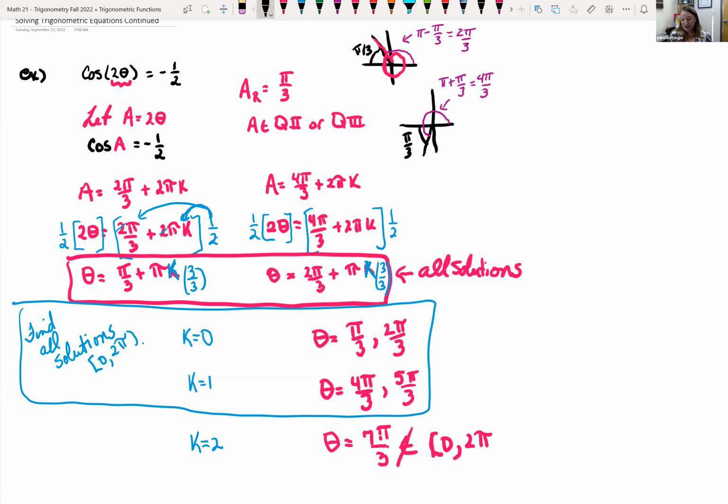So when you're dealing again with equations that have inverse trigonometric functions in there, we had to limit that domain. But if we're dealing with equations that don't have inverse trigonometric functions in there, we don't have to worry about that domain.